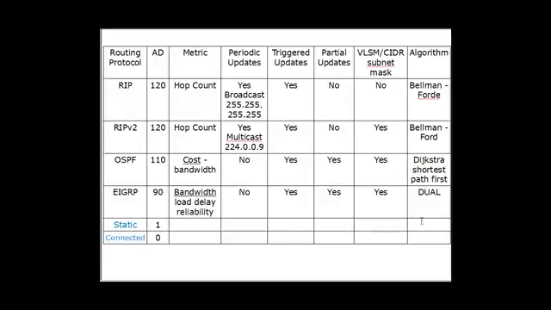Algorithms that they use: RIP uses the Bellman-Ford algorithm. RIP version 2 also uses the Bellman-Ford algorithm. OSPF uses the Dijkstra algorithm, or shortest path first algorithm, and EIGRP uses the diffused update algorithm, also called the DUAL algorithm.